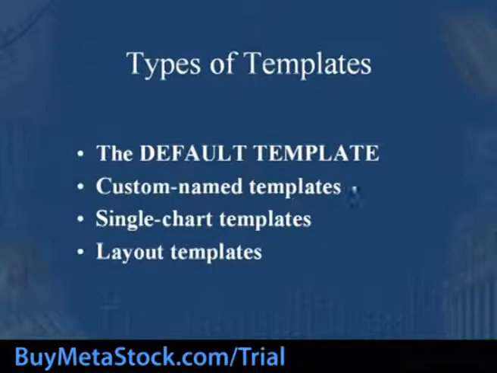The next type of template is called the custom named template. Because you can have only one default template, we've created custom name templates because you can have any number of custom name templates as long as you come up with a unique name for each one. There are two types of custom name templates. There is the single chart template, which is the most common type of template produced from and intended to generate a single chart. So if you have a single chart template, it works on one chart.